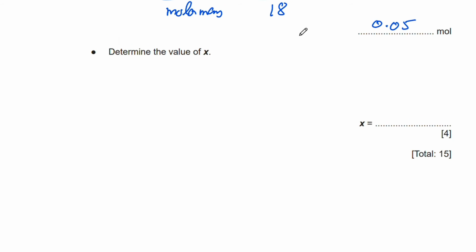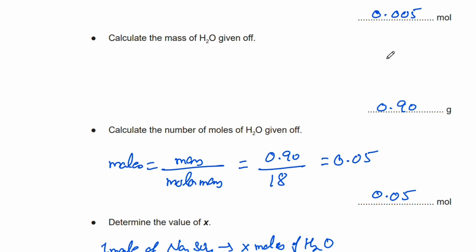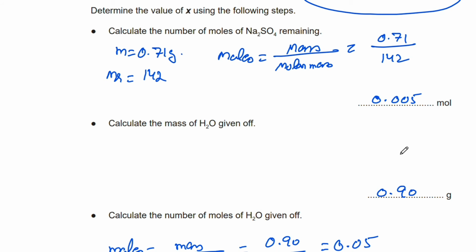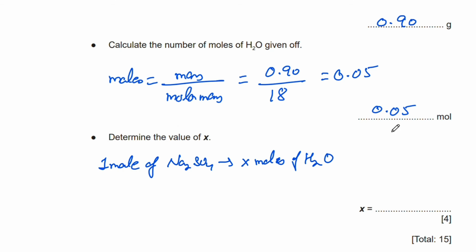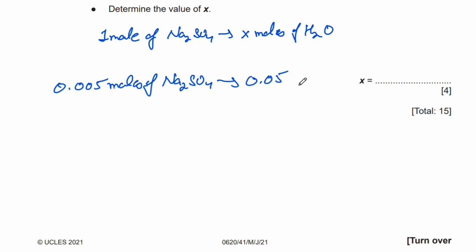So if we calculate the number of moles, 1 mole of Na2SO4 is combined with X moles of H2O. Now we know that 0.005 moles of Na2SO4 that we have calculated was attached with 0.05 moles of H2O.